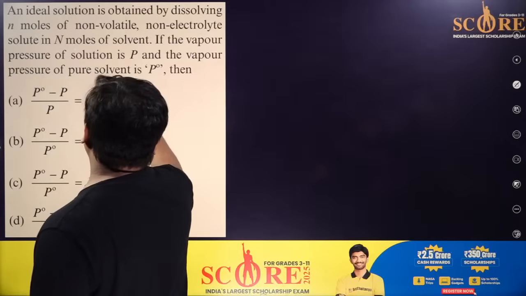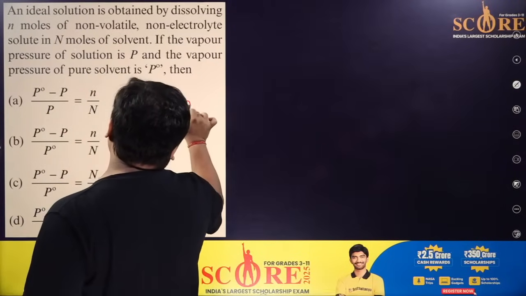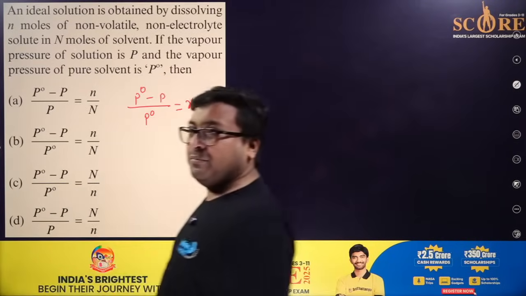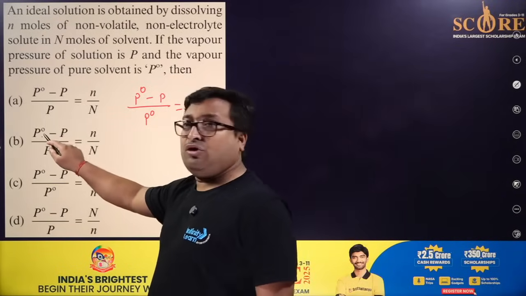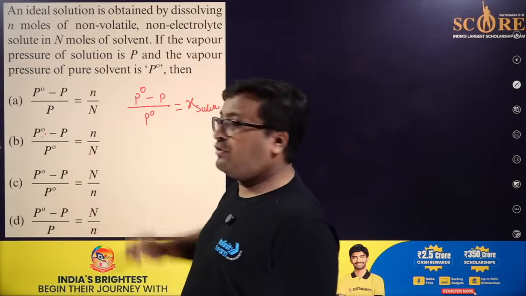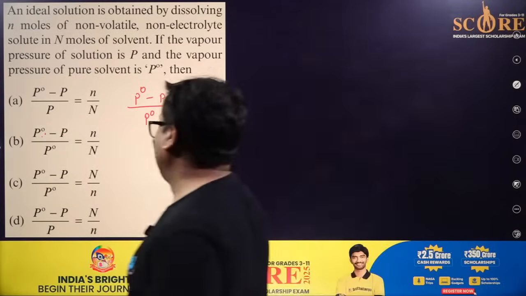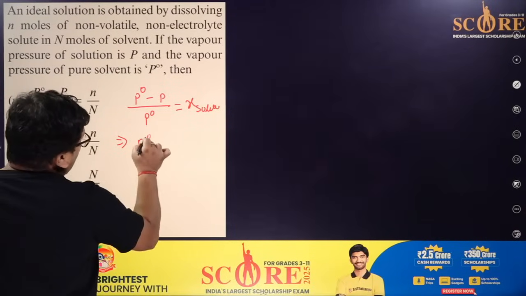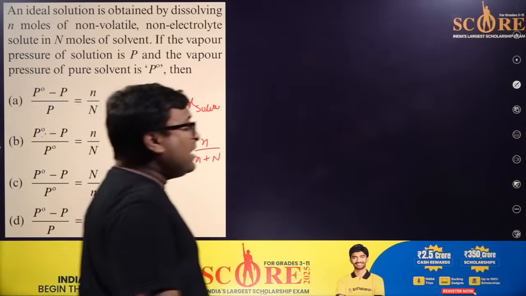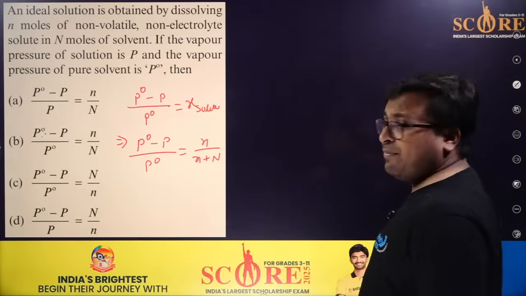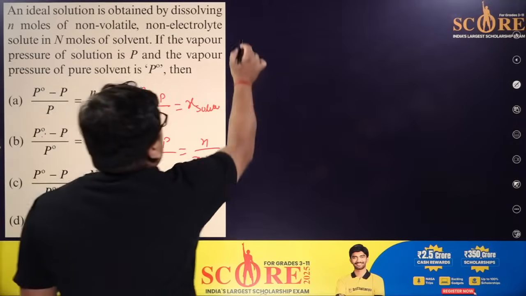So how many of you remembered P naught minus P by P naught is equal to the mole fraction of solute? I know you will go for B. You have heard about initial minus solution by initial is equal to this. Let's see where I have told you relative lowering in vapor pressure. This will make your day. Now, can I say P naught minus P by P naught is equal to n by n plus N? This is a big conceptual error. Actually, NCERT has not made the mistake, but the students understood it in the wrong way.